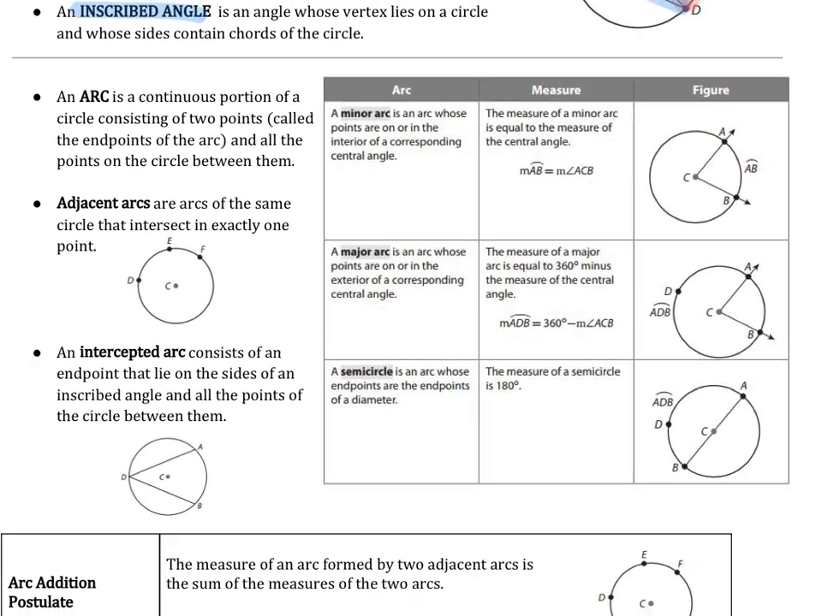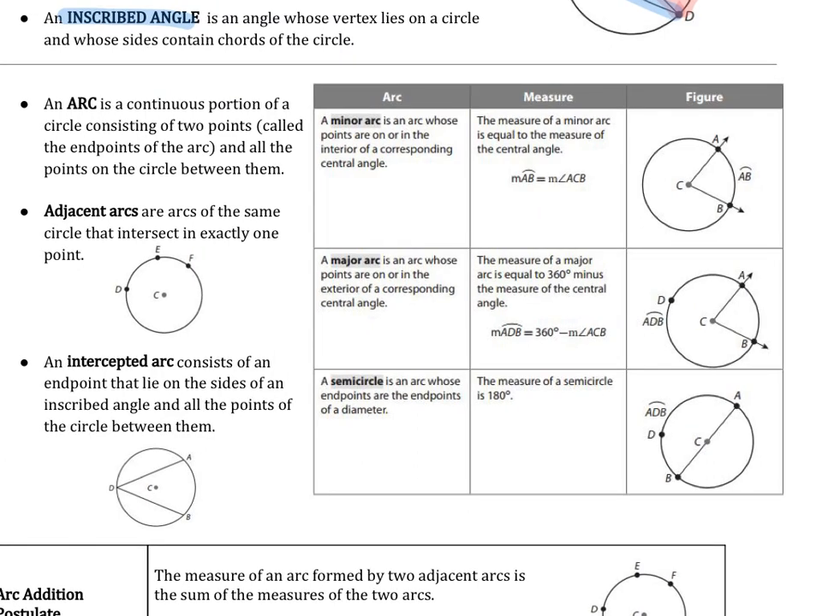Okay, so now we're going to talk about the different types of arcs. So an arc is just a continuous portion of a circle consisting of 2 points and everything in between them. So here in this picture, we have a point A, a point B, and everything in between is that arc. So adjacent arcs are simply two arcs that are right next to each other, so they share a common point in the middle, like DE and EF. Those would be adjacent arcs.